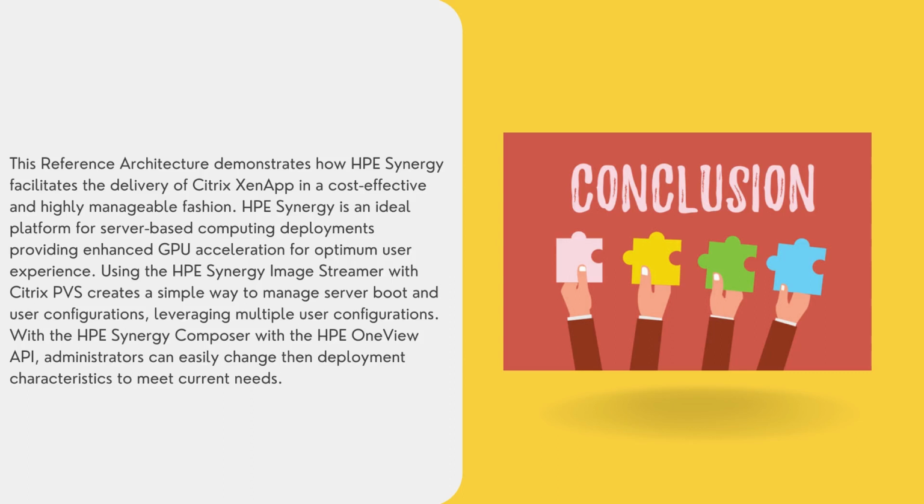Citrix XenApp 7.17 can deliver and manage published apps with local desktop-like performance from the data center to almost any device anywhere. The new system uses AMD multi-user GPU virtualized graphics for high-performance computing. It is available on iOS and Android versions of the platform. HPE Synergy enables Citrix XenApp to be delivered in a cost-effective and manageable manner. Using the HPE Image Streamer makes it easy to handle server boot and user setups while taking advantage of numerous configurations. It has better acceleration for a better user experience.